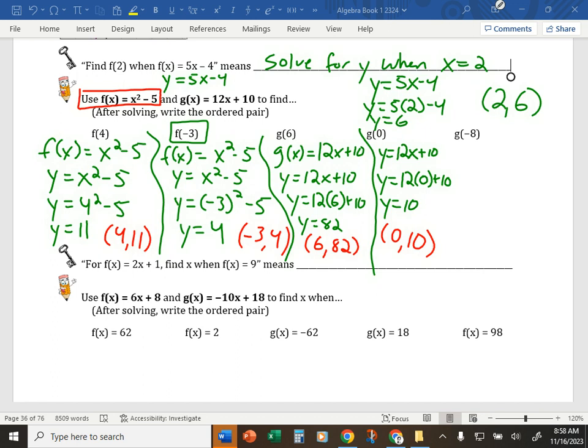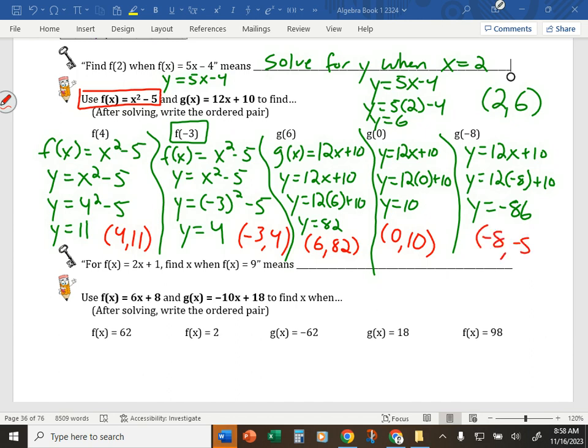The last one, g of -8. You're plugging -8 in for x in the g equation, so y equals 12x plus 10. Y equals 12 times -8 plus 10. Who's bold, brave? Who's got it? Mario? Negative 86. Y equals negative 86. So what we learned is that the ordered pair (-8, -86) is on that line.